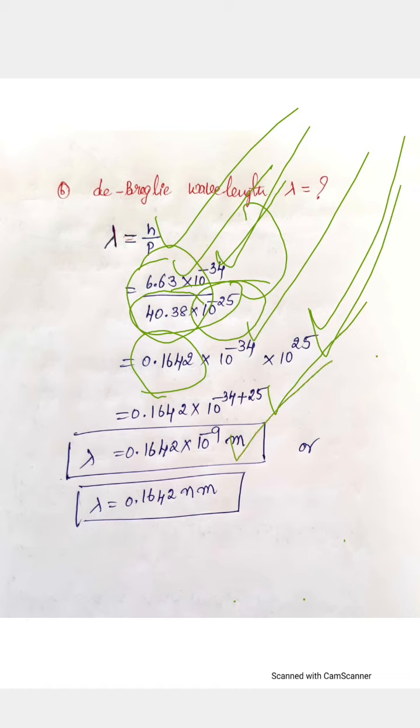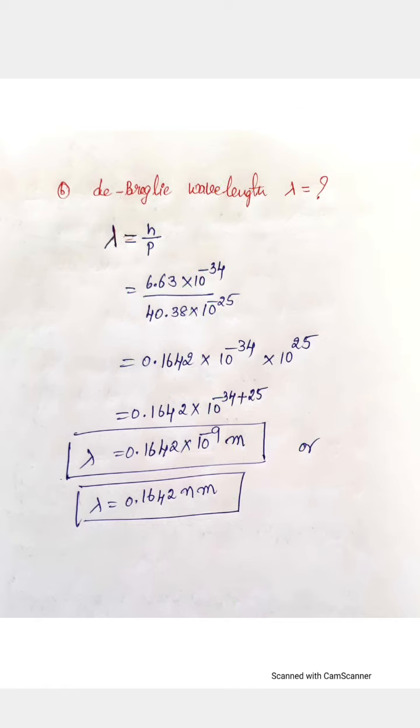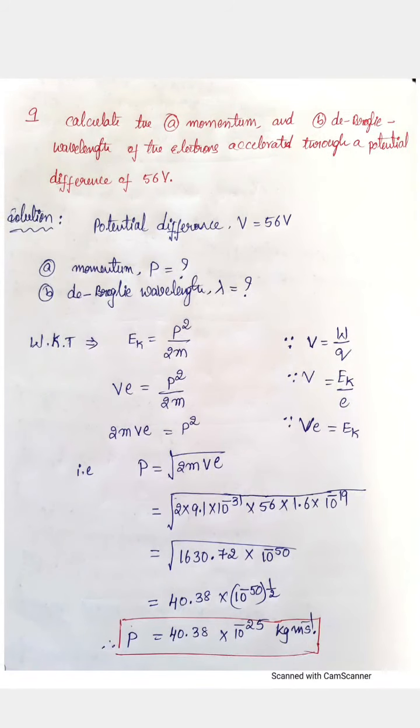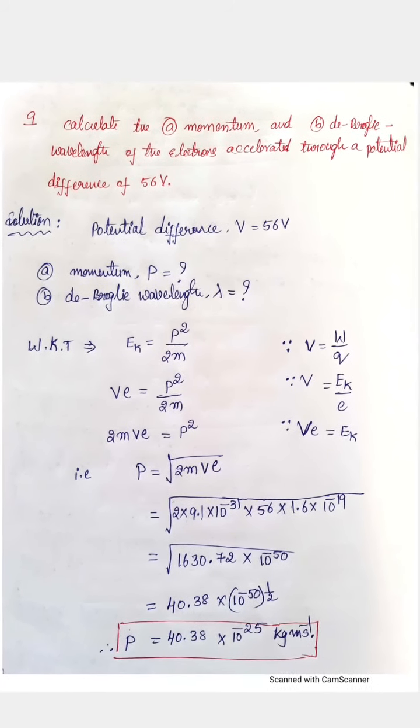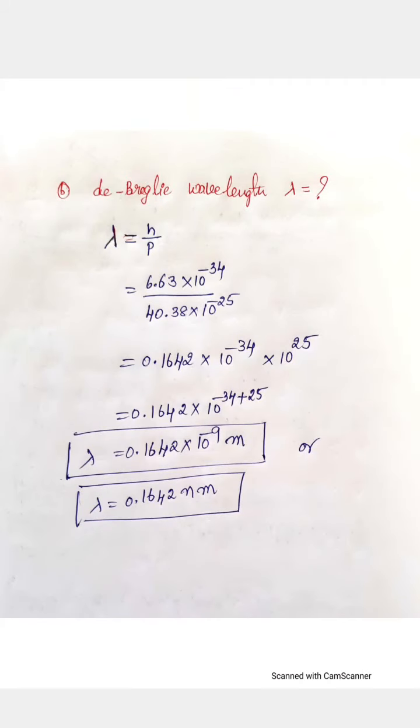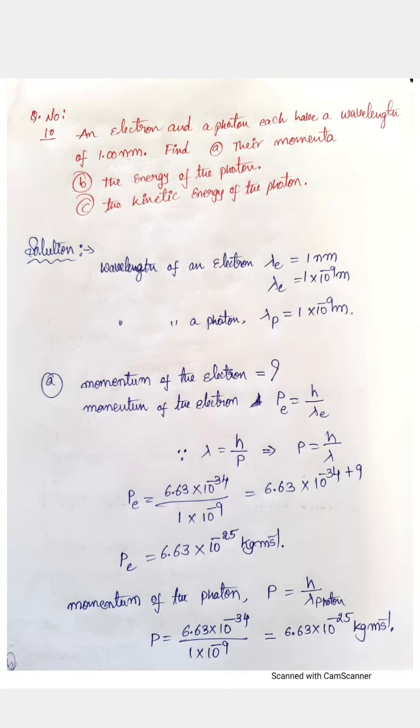Your de Broglie wavelength answer is, that is lambda is equals to 0.1642 into 10 to the power minus 9 meter, or else we can make that one as 0.1642 nanometer. Nano is the prefix used to indicate the power, that is 10 to the power minus 9. Here in this numerical we have calculated the momentum as well as the de Broglie wavelength. Next we will move to the next question number, that is 10.